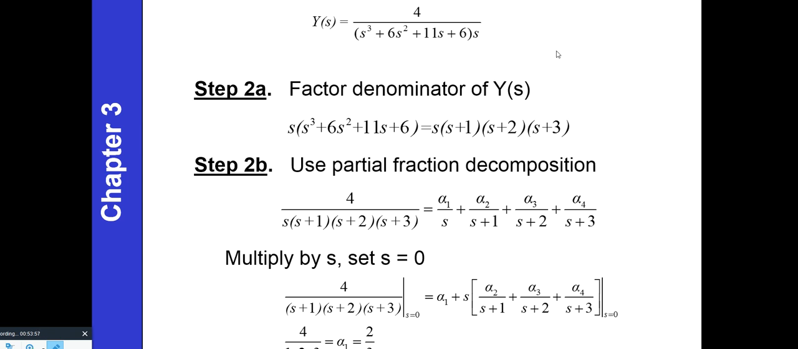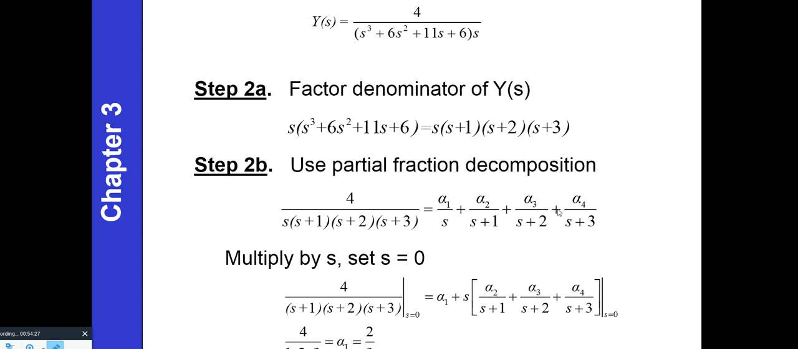So this is one of the methods in finding the inverse Laplace. Now we're going to have that one later. So factor out s cubed plus 6s squared plus 11s plus 6. That is equal to s plus 1 times s plus 2 times s plus 3. Then using partial fraction decomposition, you have alpha 1 over s plus alpha 2 over s plus 1 plus alpha 3 over s plus 2, then alpha 4 over s plus 3.